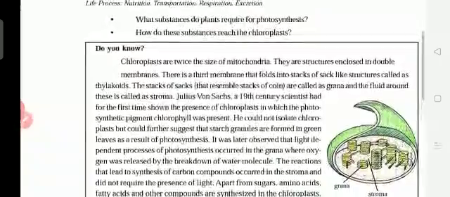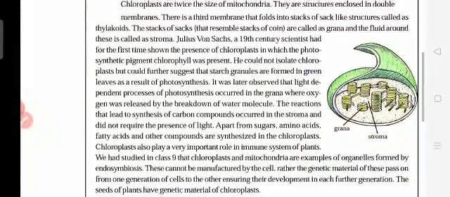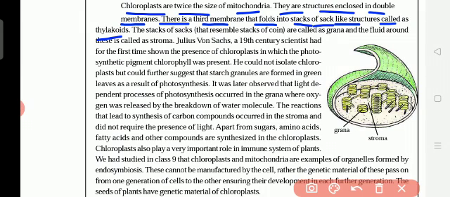Here this is how the structure is in the chloroplast. Chloroplasts are twice the size of the mitochondria. Chloroplast is bigger than two times the mitochondria. They are enclosed in a double membrane. There is a third membrane that folds into a stack of sac-like structures called thylakoids.